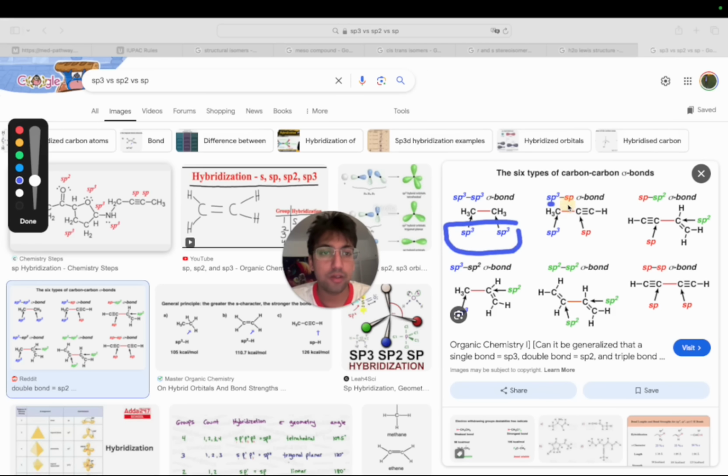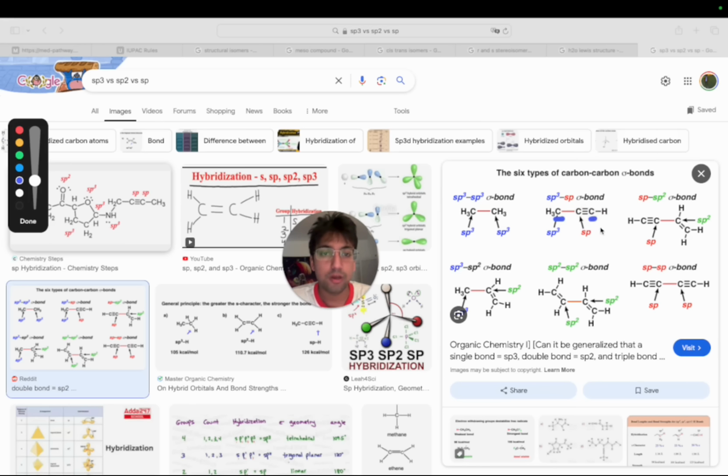Next, we have an sp3 and an sp sigma bond. So this again is a carbon that's bonded to 4 different things, 3 hydrogens and 1 carbon. This one, however, is actually just bonded to 2 things, right? One is the other carbon, and the other one is another carbon.